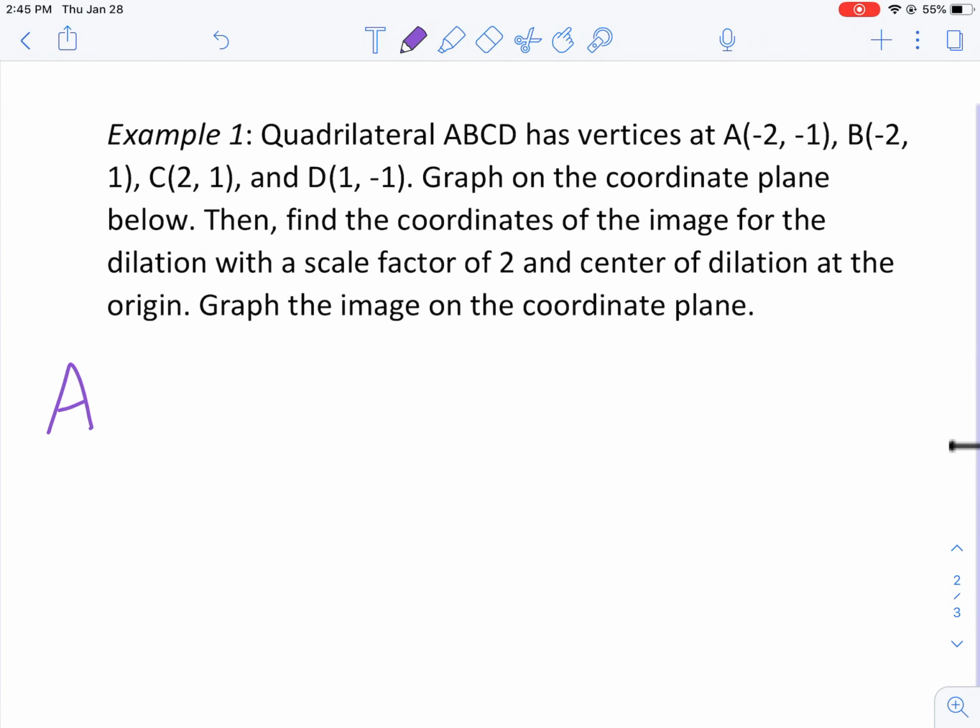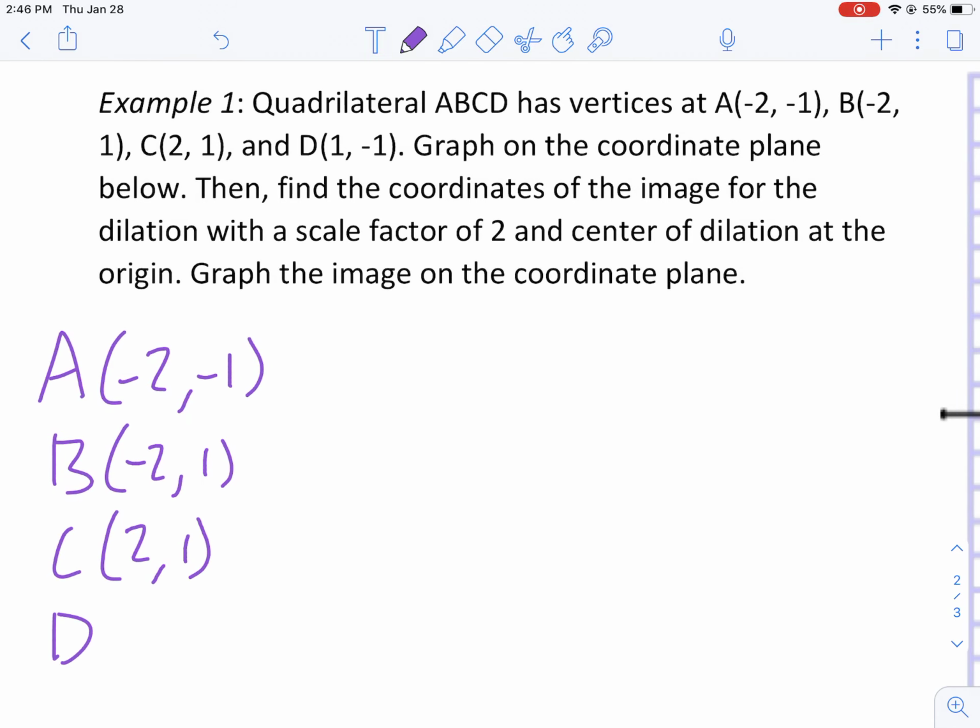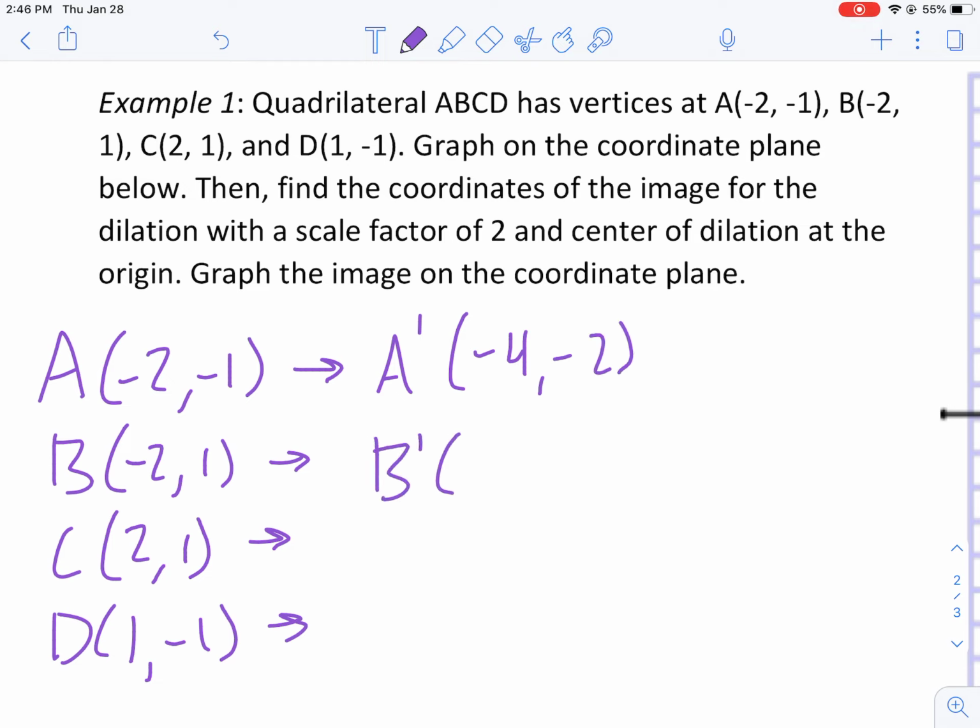All right. And I'm actually going to write these out, but you don't necessarily need to write them out when you are doing it yourself, like when you're on your practice, but you can if you want, if you think it's helpful, okay? So all we're doing is we're multiplying each number in the coordinate by 2, all right? So A prime, we've got -2, -1, so that's going to become -4, -2. B prime, that's going to become -4, 2. C prime is going to become 4, 2. And D prime is going to become 2, -2.